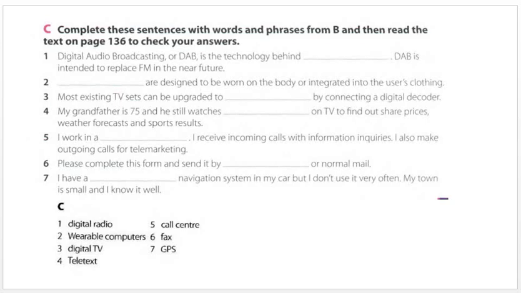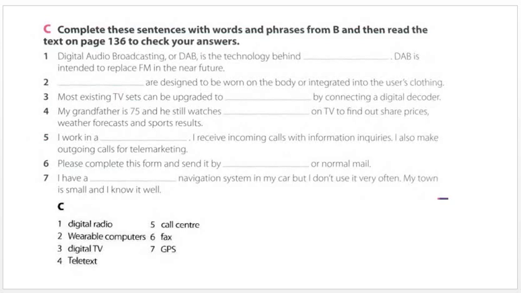Number 3, most existing TV sets can be upgraded to digital TV by connecting a digital decoder. My grandfather is 75 and he still watches teletext on TV to find out share prices, weather forecasts, and sport results.